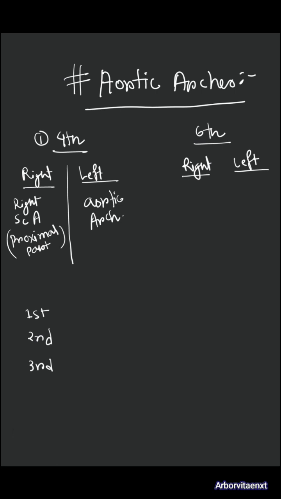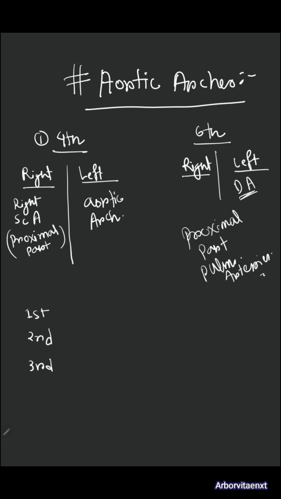For the sixth arch, it gives rise to the proximal part of the pulmonary arteries, and on the left only, it gives rise to the ductus arteriosus. So basically the sixth arch gives rise to the pulmonary arteries and the pulmonary-to-systemic shunt, that is the ductus arteriosus, which later will close and give rise to the ligamentum arteriosum.